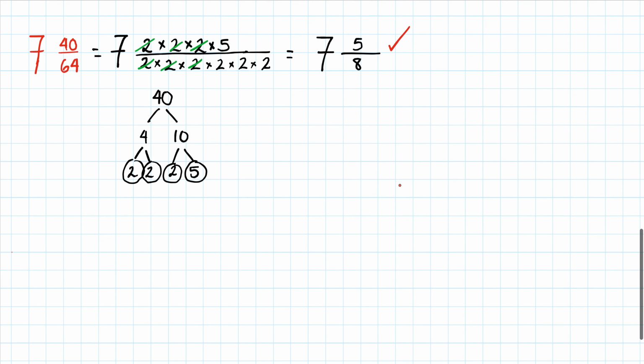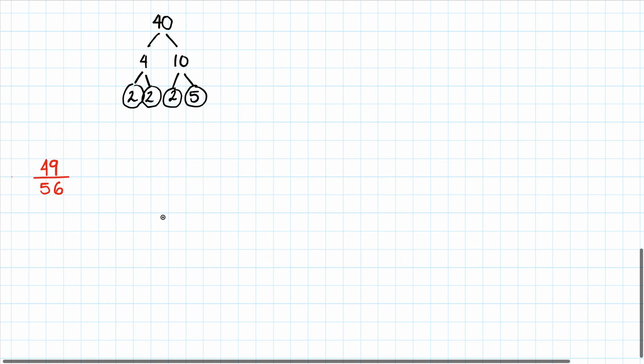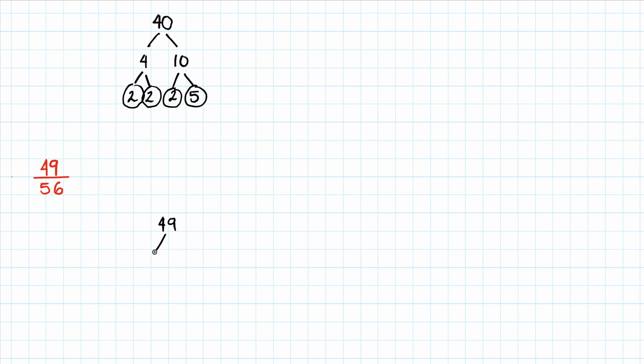Great. Let's do one last one. 49 over 56. So I start with doing my trees. I'm going to do a little bit. 49 is 7 and 7. Great, and both are primes.